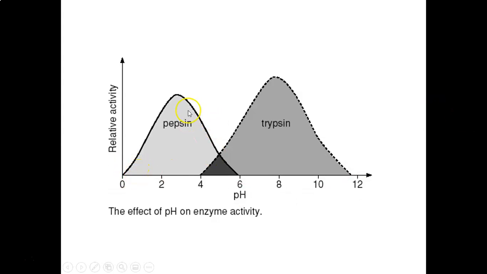So here we have pepsin. We know now that it's found in the stomach, and you can see here its optimum pH is around 3, according to this graph. Here we have trypsin, okay, and you can see that trypsin's optimal pH is actually slightly alkaline. Not surprising, since trypsin as an enzyme functions in your small intestine.